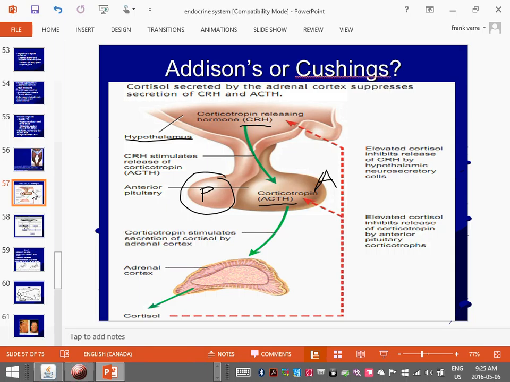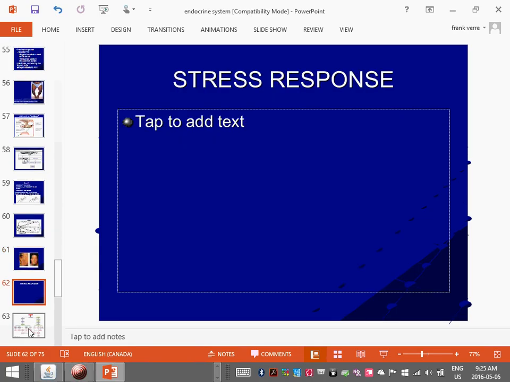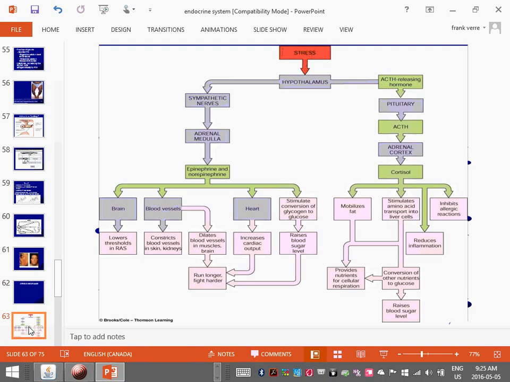Okay? So these are just a couple of tests that, I mean, again, we're not doctors. It's obviously way more complicated than this, but just to give you an idea of how regulation, how this system works, right? Okay. Let's talk about the stress response. And this is the last thing we'll talk about, okay? Because the adrenal glands play a very important role in the stress response. So here is a flow chart of the stress response.